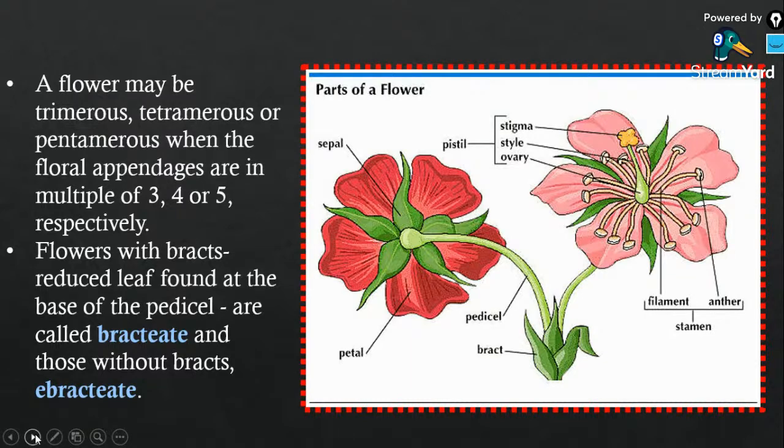Clear everybody? I hope you have got the point about the floral whorls. Just give me hearts on the screen if the 3 concepts are clear. First, what is sepal? What are petals? Second, what is a floral whorl? Third, bracteate and ebracteate condition. Perfect. Let's move on.